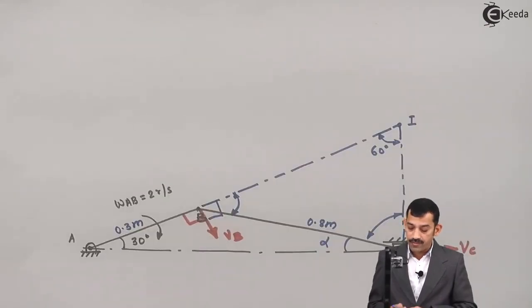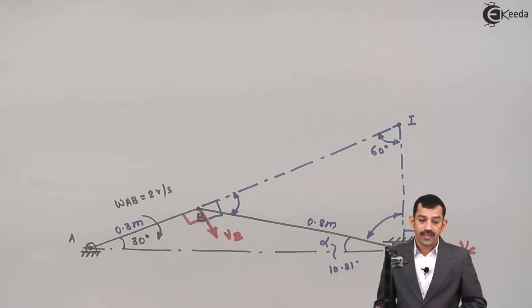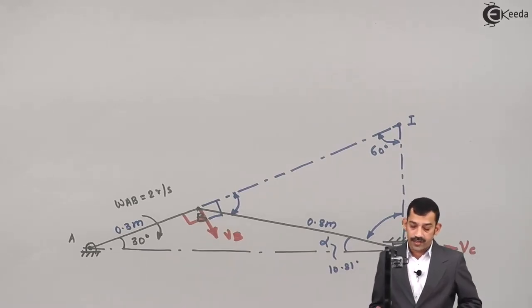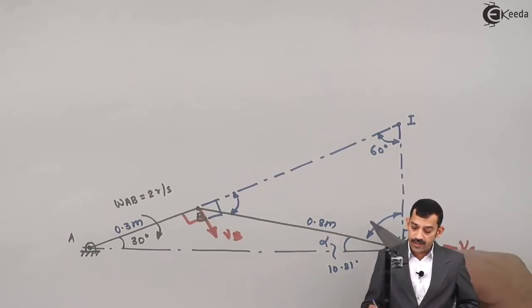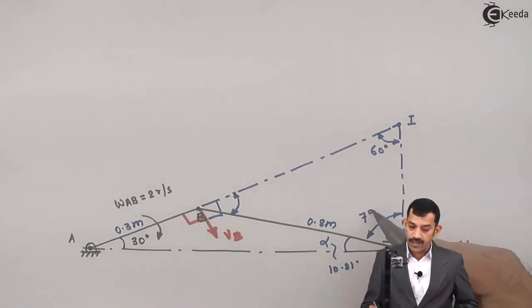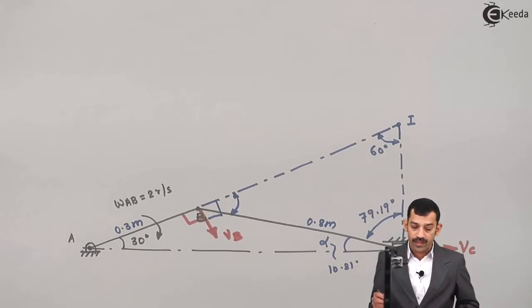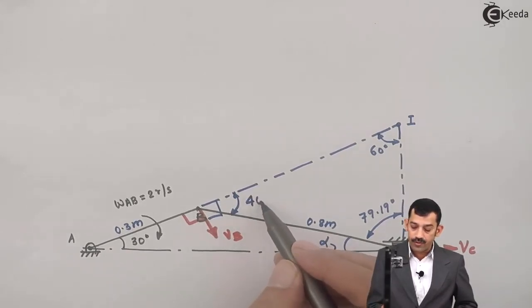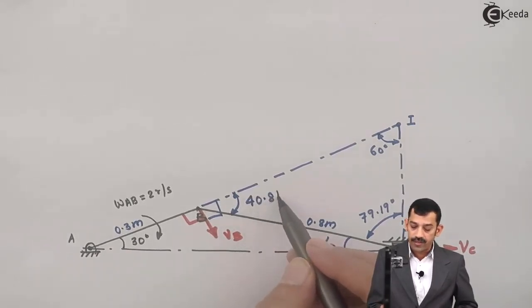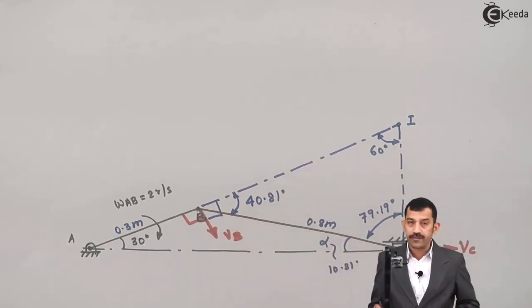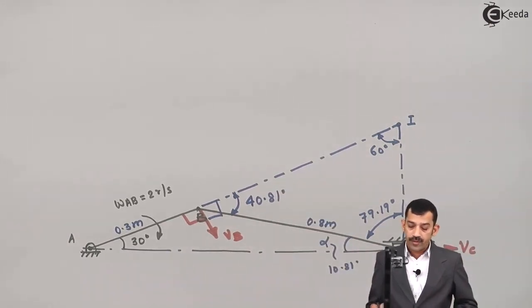Now, as you are getting angle alpha 10.81 degrees, this angle is easily possible. It is 90 minus 10.81. That means this angle comes out to be 79.19 degrees. 180 minus 60 minus 79.19. What angle will we get? 40.81 degrees. Now in triangle IBC, if we use the sine rule, we will get what?